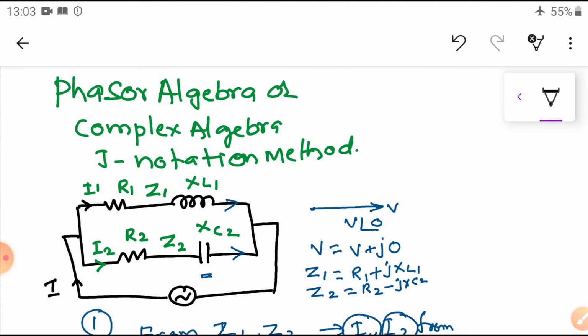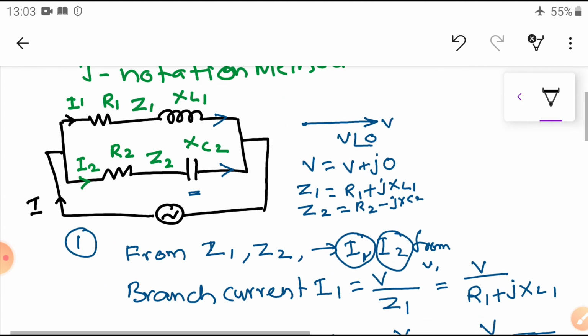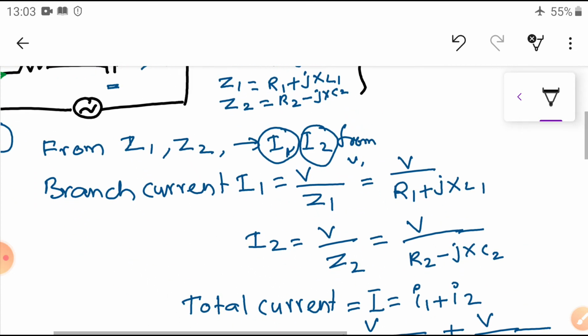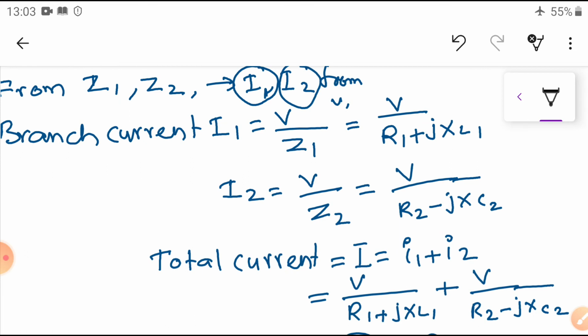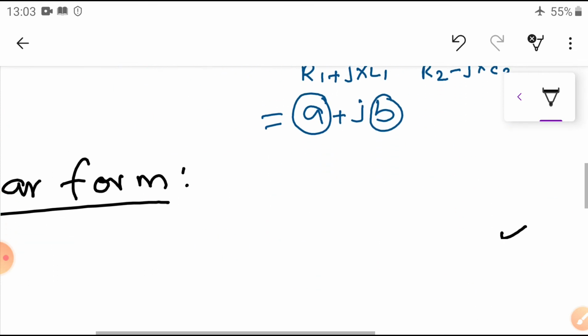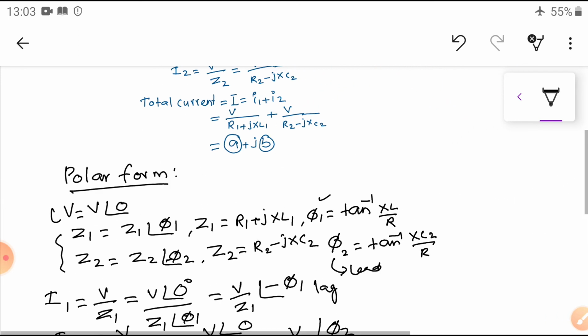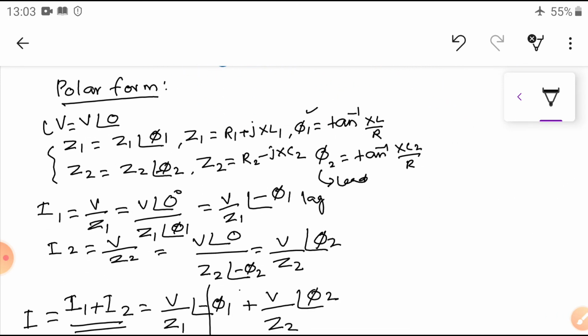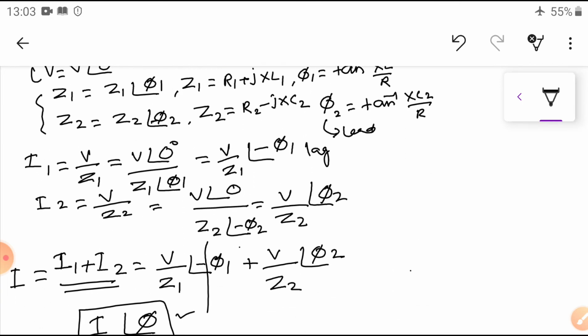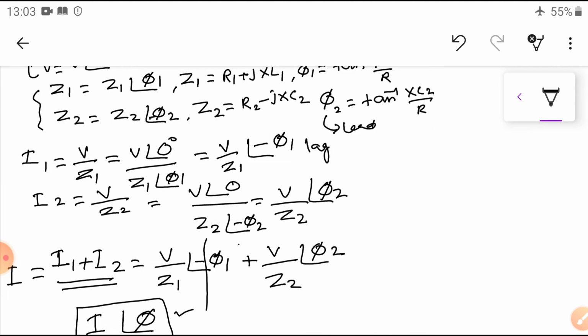In this one, two branch currents are given, and in this case we calculated first in rectangular form. In rectangular form, we wrote everything in rectangular form. Z1, Z2 we calculated, and from that I1, I2 we calculated, and we added these currents. Similarly, in polar form, the same method: what is V, what is Z1 and Z2, and from that I1, I2 we added. So this is a very simple method for the calculations.